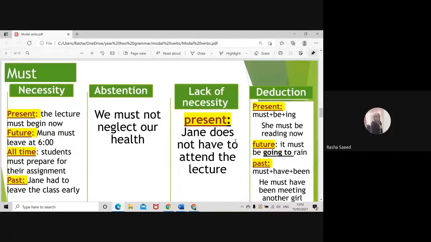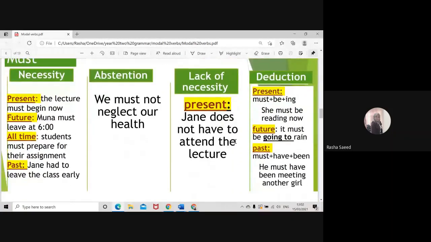Fine. I was talking about abstention. Abstention, which is always with the negative form. You must not neglect your eyes. You must not break the law. You must not drive without using the safety belt, for instance.